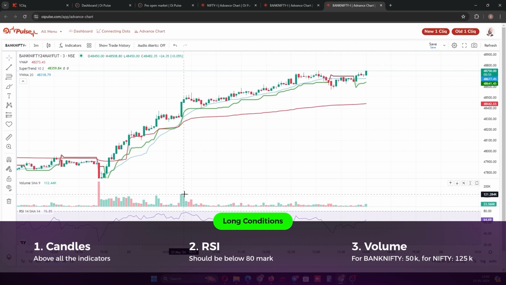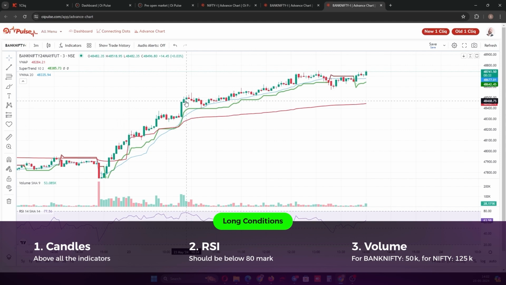For long, for example, imagine this is a 50K volume. You got 50K volume and second candle is also 50K volume. The price is above the VWAP, above the super trend, above the VWMA, and RSI is also not on overbought. Then on third candle, you can enter on long side.